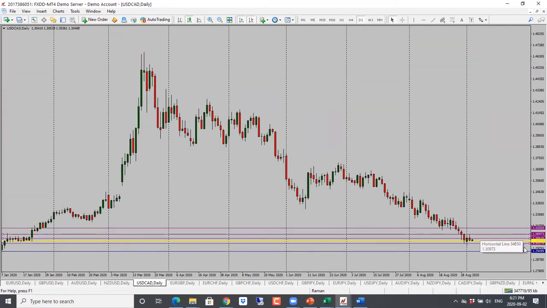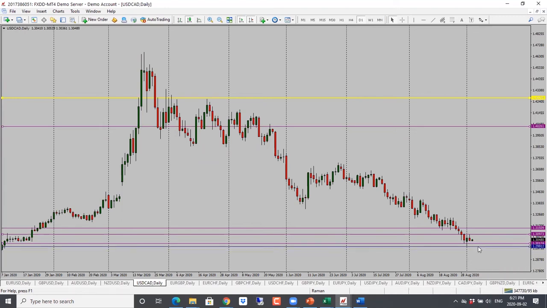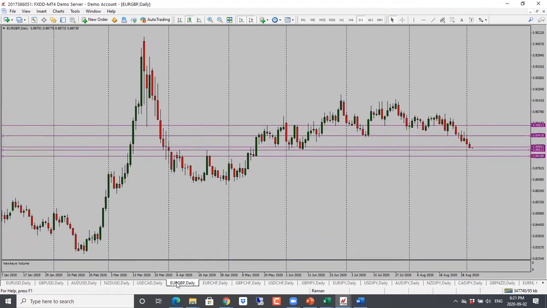Dollar CAD here, this one is looking bearish. We see that price held below this resistance level that we had talked about yesterday, 1.3100, and now we have a bearish candle close here. So I'm looking for a drop. First target is back into this candle here, 1.3020, and then 1.2920. So bearish bias here for dollar CAD.